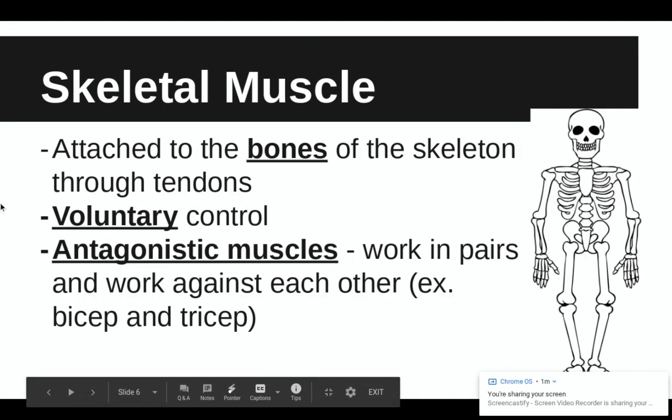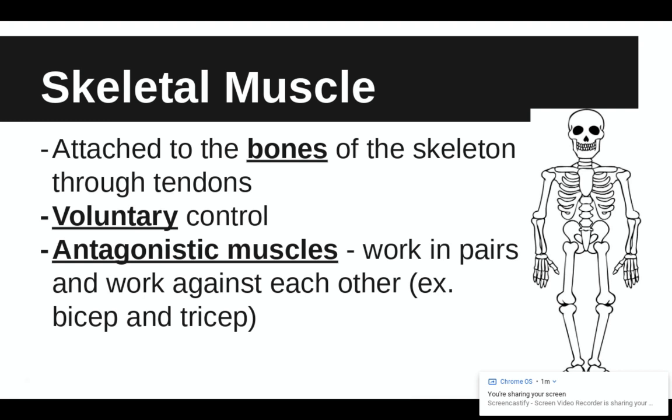Okay, and then the last of the types of muscles is the skeletal muscles. These are the ones that when we think of muscles, these are the muscles we think of. Okay, they're attached to the bone of the skeleton through tendons. Okay, these undergo voluntary control. You have to think about, okay, I want to move my arm or I want to move my leg. Okay, and they always work in antagonistic pairs, okay, which means like you have muscles that work against each other.